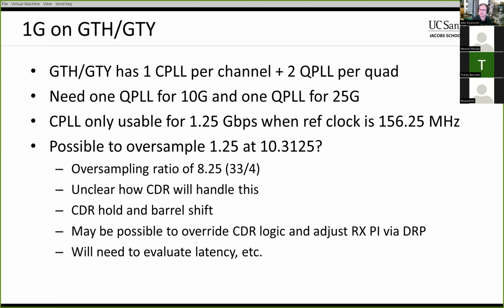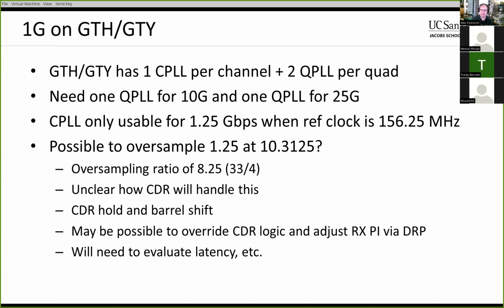It's not a nice oversampling ratio, it's about 8.25. It's unclear how that's going to be handled by the CDRs in the transceivers. A little bit of head scratching. I don't think it's going to work very well because that 8.25 is going to align with the edge detection logic in there in potentially a problematic way, which messes with the feedback. I think we have to test it and see, but first pass, I don't think it's going to work very well.